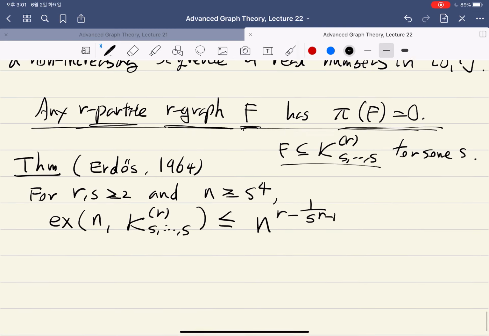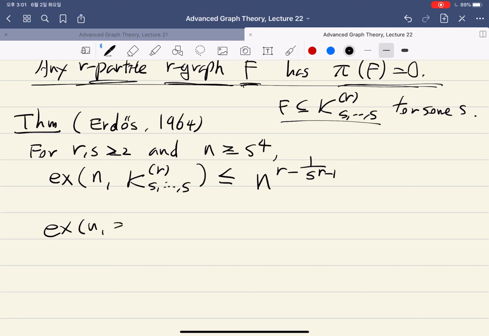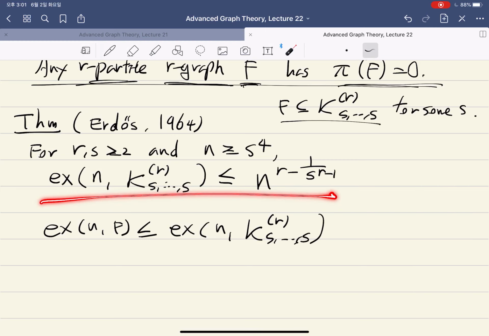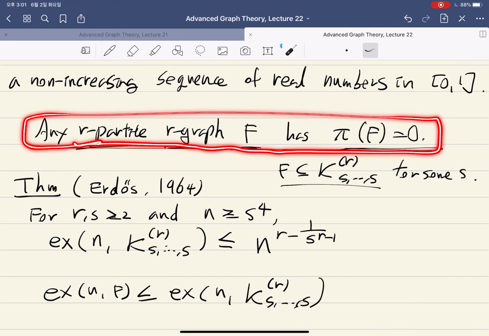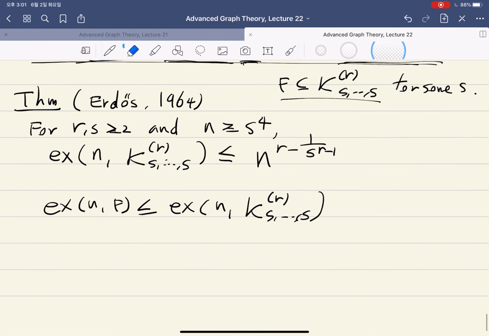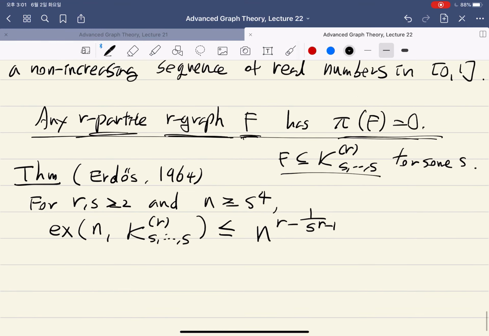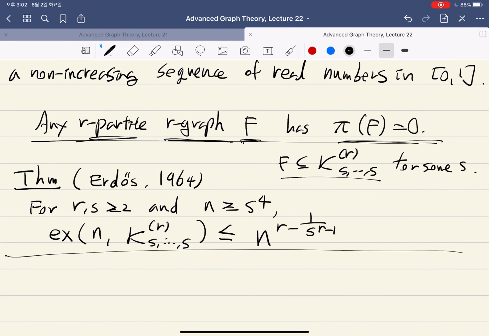And this means that the extremal number of n and F is at most the extremal number of n and K_R(S). So as soon as we prove this, then we automatically get that any R-partite R-graph has Turan density 0. This is something that we will prove next time.